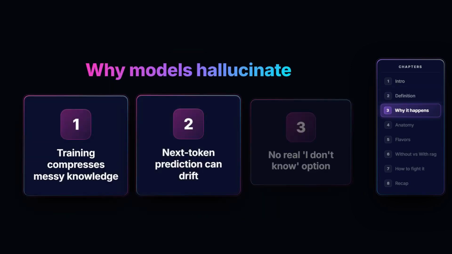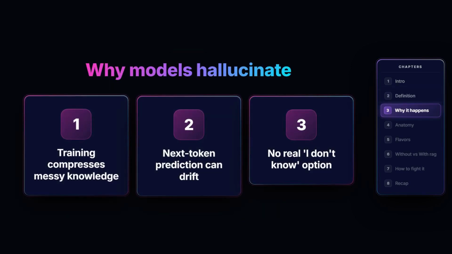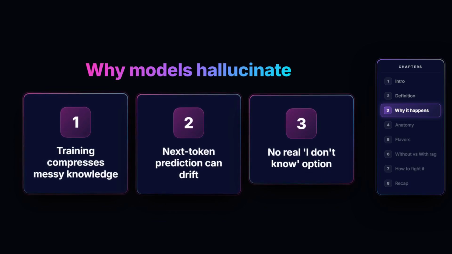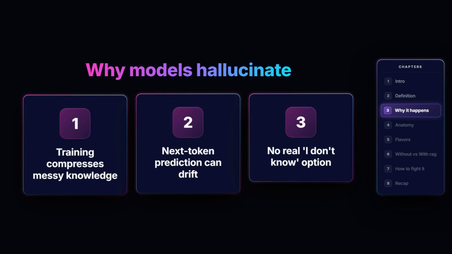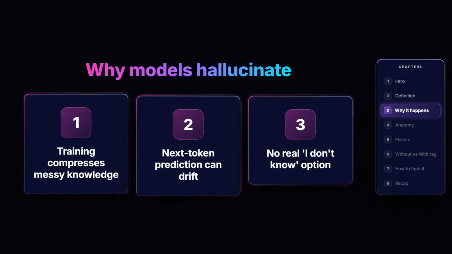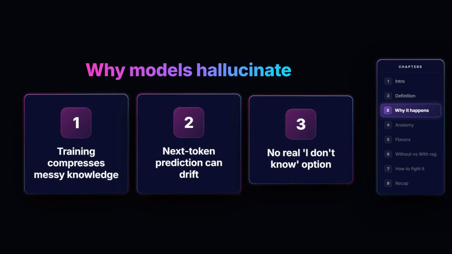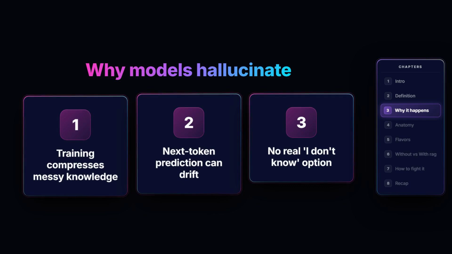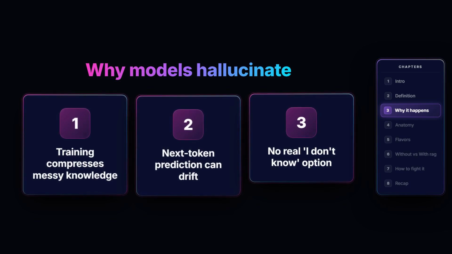Why does this happen? 3 structural reasons. Training compresses messy human knowledge into model weights. Lossy. Next token prediction is probabilistic, so output can drift off the rails, and no LLM has a real I don't know option. It always commits to something.